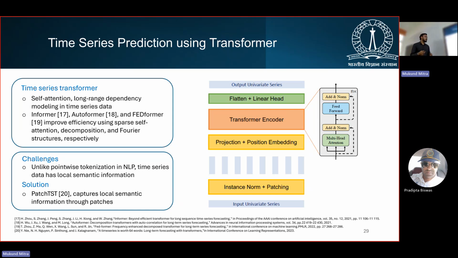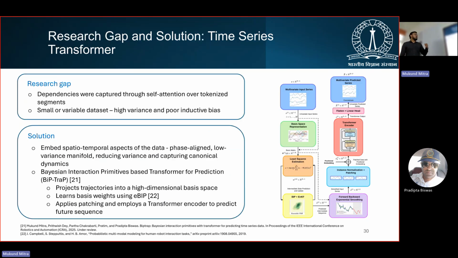But unlike the point-wise tokenization in most NLP tasks, time series data has local semantic information as well, which these transformers are not good at capturing. PatchTST, which is basically the state of the art time series transformer, captures this local semantic information through patches. It discretizes the entire univariate input sequence into patches and then uses them to predict the data. But still the dependencies are captured through self-attention, now over tokenized segments or patches.